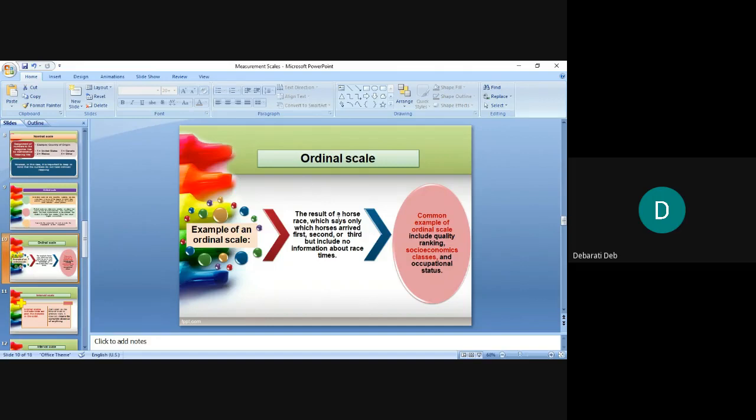See this example: if you're sitting in a horse race or human race also, you can have information regarding which horse has come first, which has come second, or which has come third, isn't it? But the ordinal scale will not provide you information about the timing that each of these horses took to reach the end point. Common examples of ordinal scale include quality ranking, socio-economic classes, and occupational status.